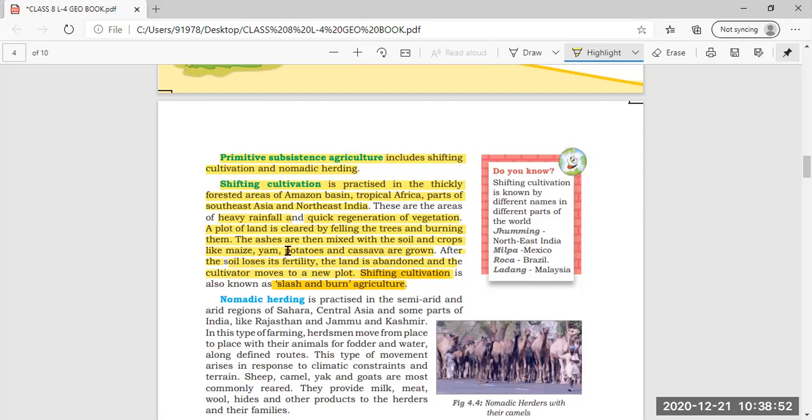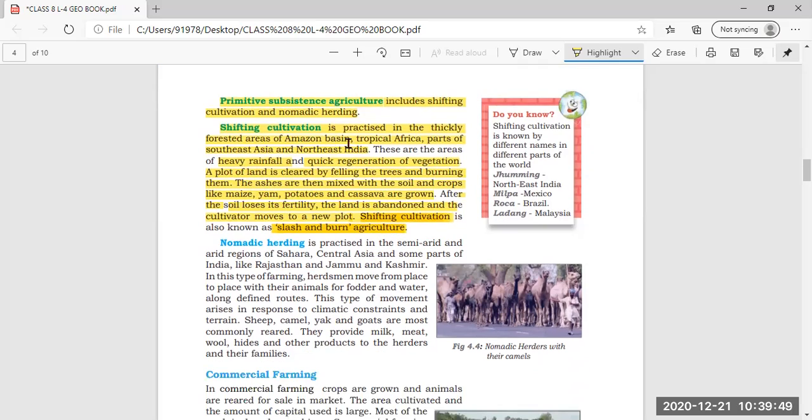And when the soil loses its fertility after the growing of crops, the land is left like that by the farmer, that is abandoned, means it is left free without growing crops. The farmer then moves to the new plot, and in that new plot again the farmer adopts the same process, that is again cutting of trees, burning of those cut down trees, and then mixing the ash in the soil, and again growing the crop, and then again when the soil loses its fertility, again moves to another plot. Because this process continues, it is called slash and burn agriculture, and also called shifting cultivation. That is, the farmer is shifting from one plot to another plot. I think now it is clear, shifting cultivation.